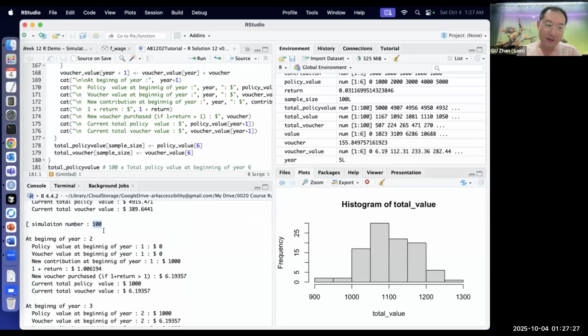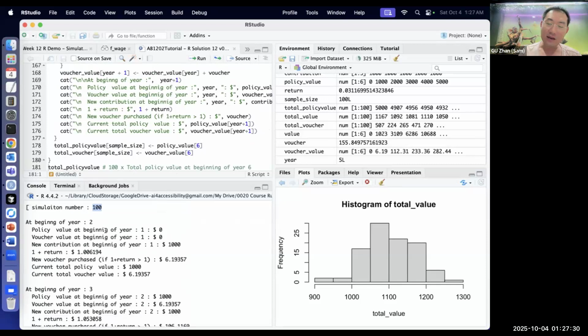This is 100s, and we have 5 years. At the beginning of year 2, the policy value and the voucher value are 0, and the new contribution of the year is 1,000. Then for that year, with a random seed of 200, your return is positive. That means you are going to earn a voucher. Your new voucher purchase is 1,000 times this value, so you have $6 in NTUC voucher, and the current total policy value will be 1,000 because you only received that money.